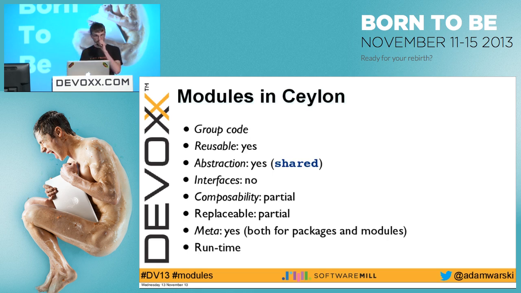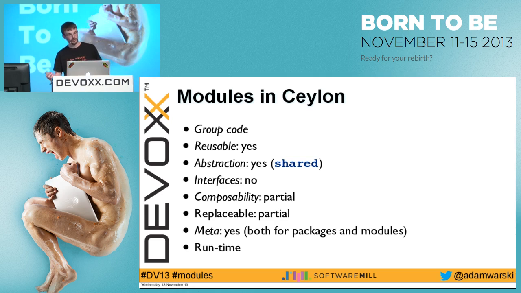Okay, so summing up modules in Ceylon. As in each module system, you can group code. The modules in Ceylon are reusable, right? You can reuse them through the repositories, either public or private. You get abstraction via the shared keyword. You can abstract classes. You can abstract the whole packages. There's, again, no way to actually implement an interface with a module. You can kind of implement an interface, but you don't have any way to enforce it in the module metadata.